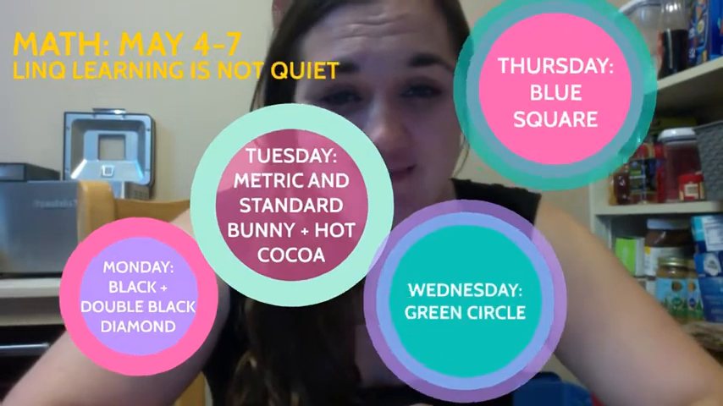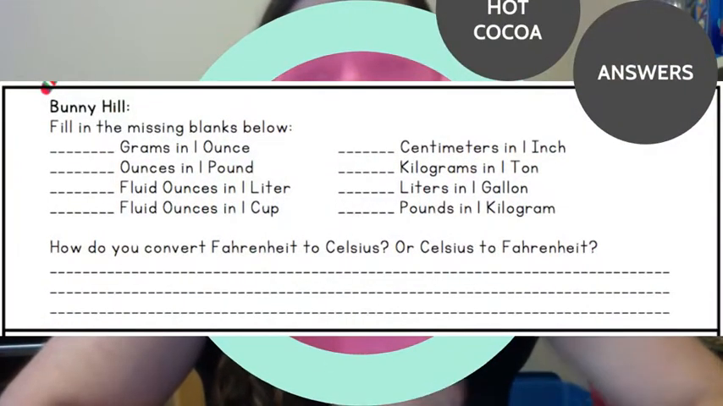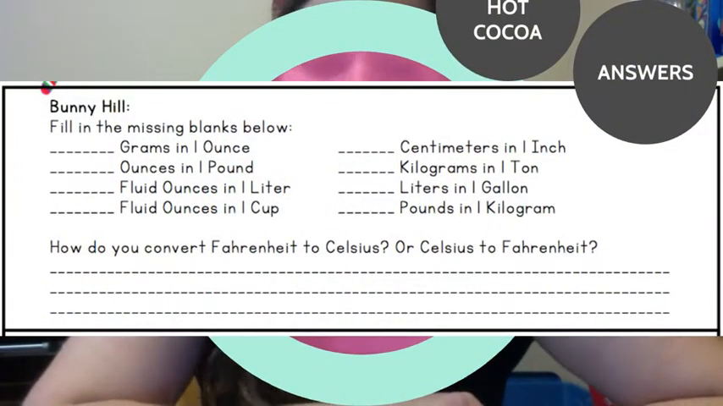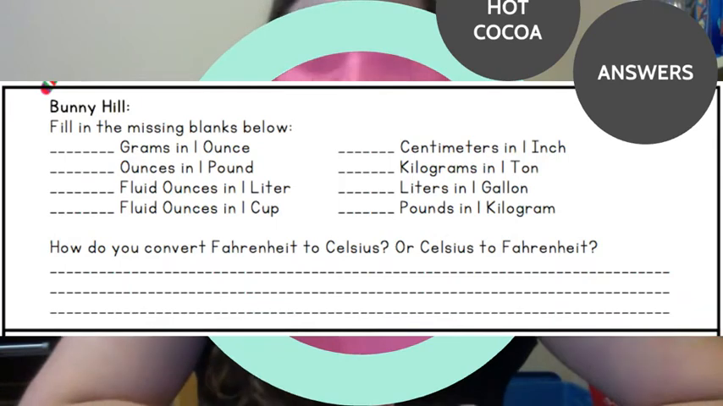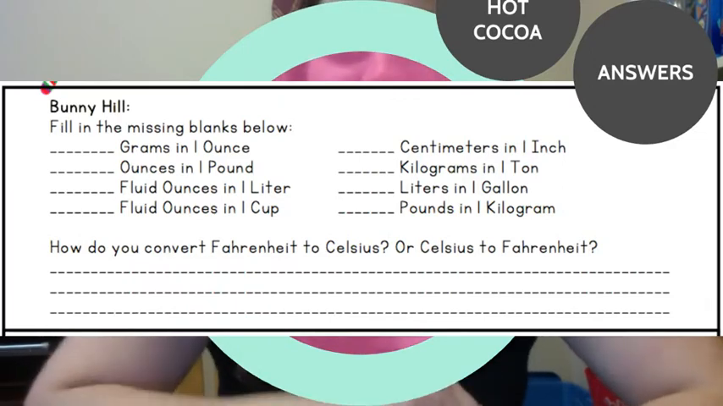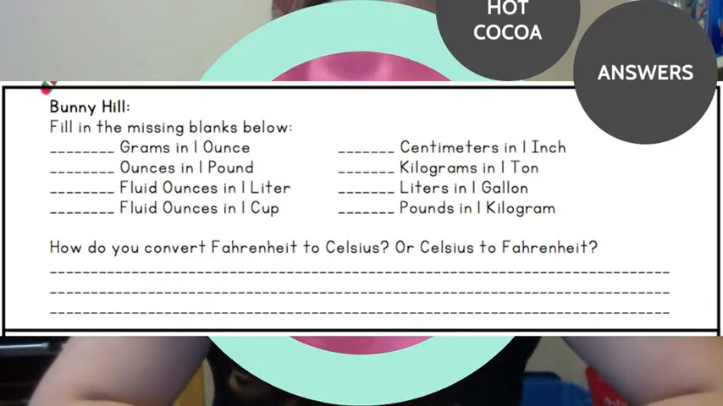So let's get started. For the bunny hill, you have to fill in the missing blanks below. It says how many grams are in 1 ounce. We know this, 28 grams in an ounce, so we write that down. Then how many ounces in a pound? 28 grams in an ounce, 16 ounces in a pound, 34 ounces in 1 liter. So 34 ounces are in a liter.